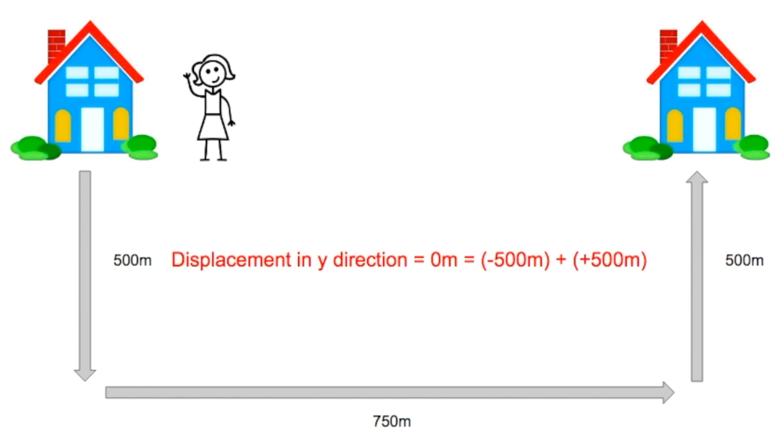In the y direction, we see that she has moved 500 meters down and 500 meters up. When these two values are added together, we get a displacement of 0 in the y direction. In the x direction, she has displaced positive 750 meters because she moved 750 meters to the right.